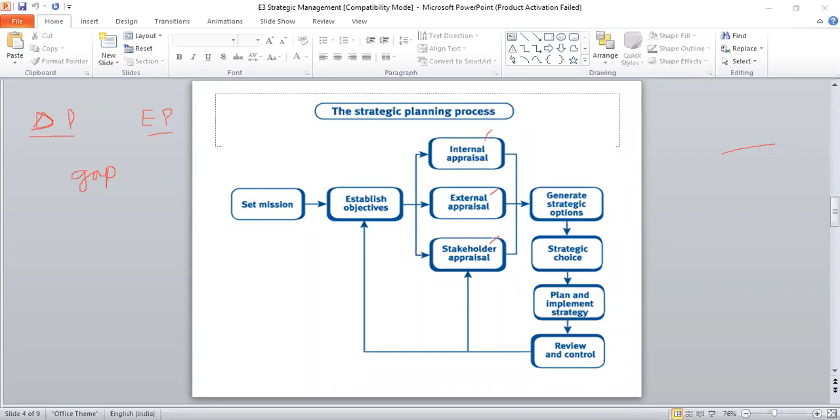After that, to close the gap, what should they do? How would they close the gap? If there is a difference between the desired performance and the expected performance, what measures would they take up so that the gap can be closed?